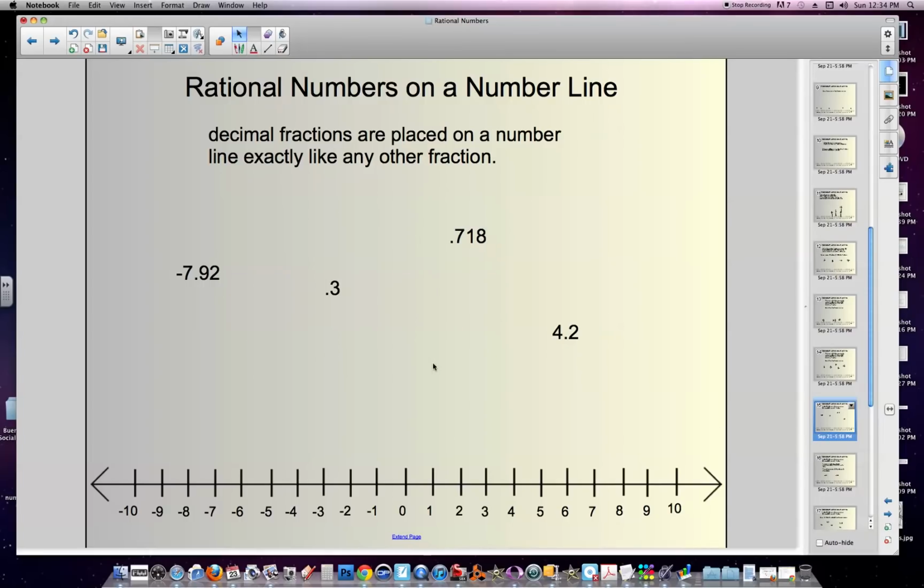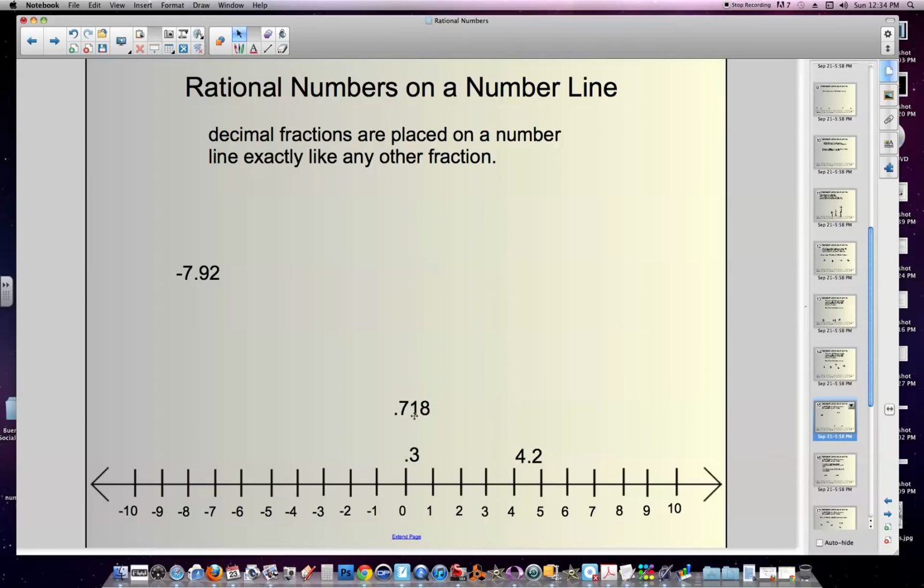Now, decimals work the same way, okay? So we have 0.3, right? So this is a number less than 1, and so we need to break our number line up into tenths, and we're going to go up 3 of them. 1, 2, 3. About right there would be where 3/10 is. 4.2, so we're going to start off at 4 and then go up 2/10. So 1/10, 2/10.